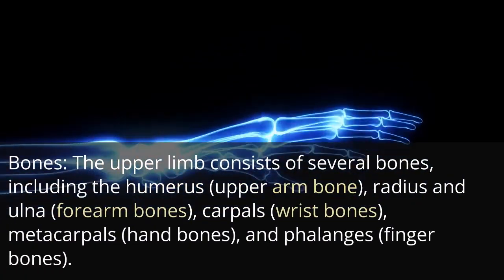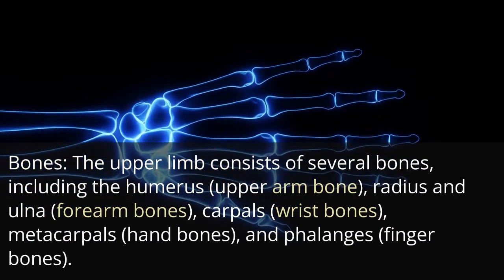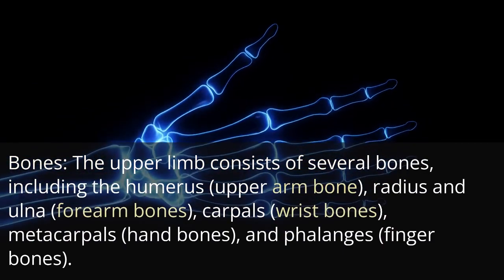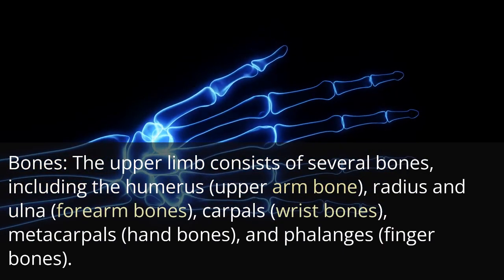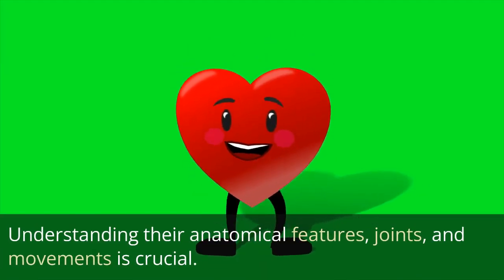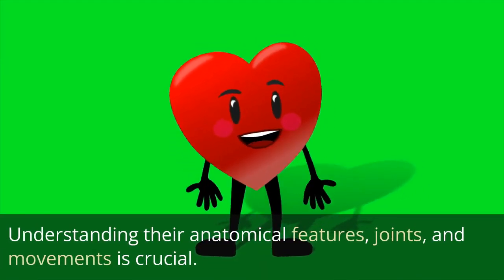Bones. The upper limb consists of several bones, including the humerus, upper arm bone, radius and ulna, forearm bones, carpals, wrist bones, metacarpals, hand bones, and phalanges, finger bones. Understanding their anatomical features, joints, and movements is crucial.